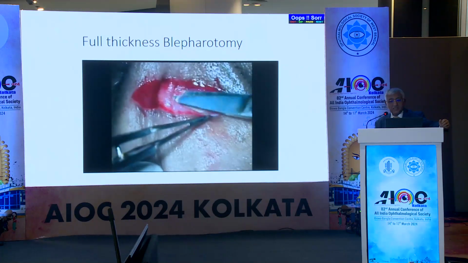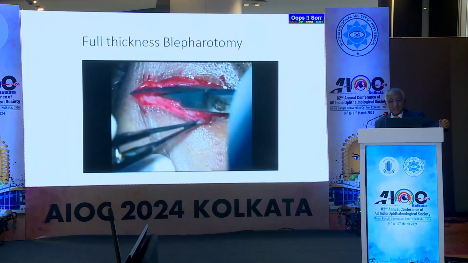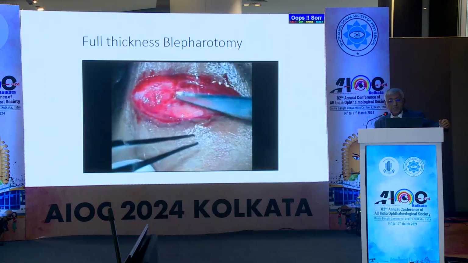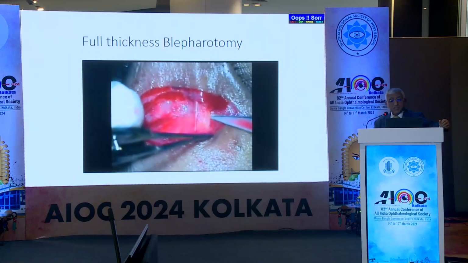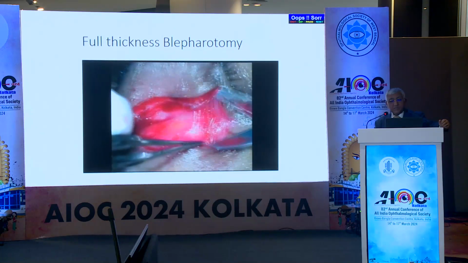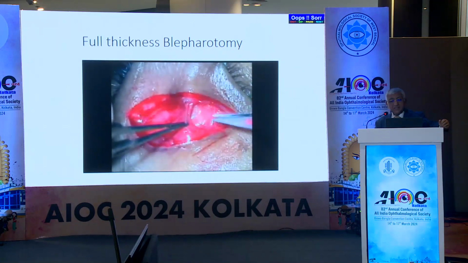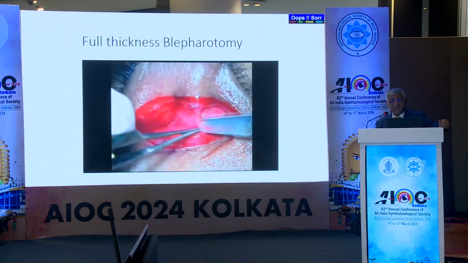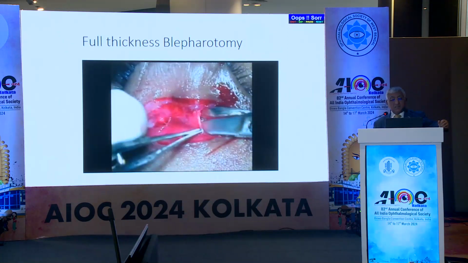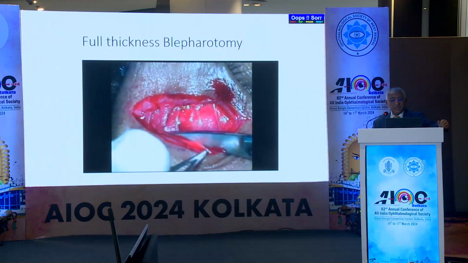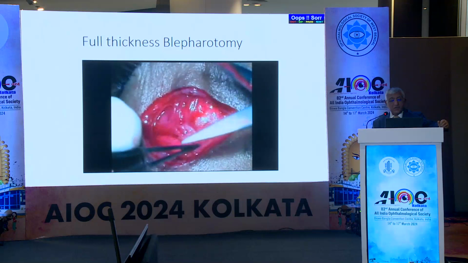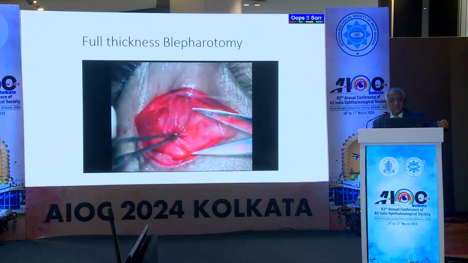So we've given an incision in the skin crease line, dissected first the orbicularis, then go through the structures, dissect between the levator and the conjunctiva Müller's complex, lifting up the entire lot of levator, possibly with Müller's, and then excise it from its attachment onto the tarsal surface.